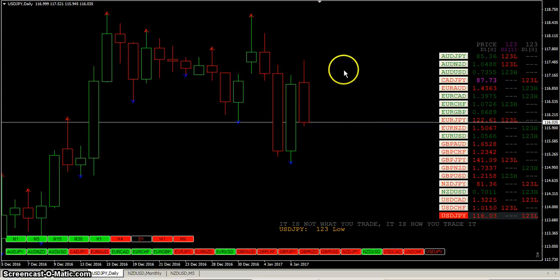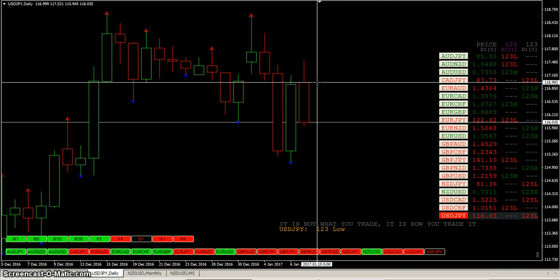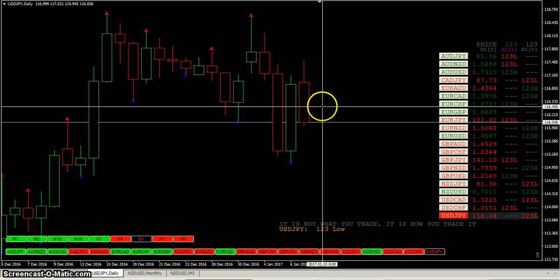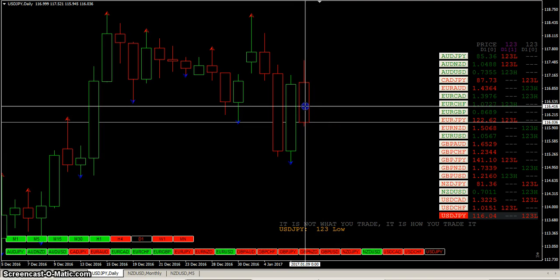Yesterday, I put on a trade, a short, right near the open, okay? Right near the open. And the reason I went short, because the pivot was down around 116.39, I believe, somewhere down here. Okay?